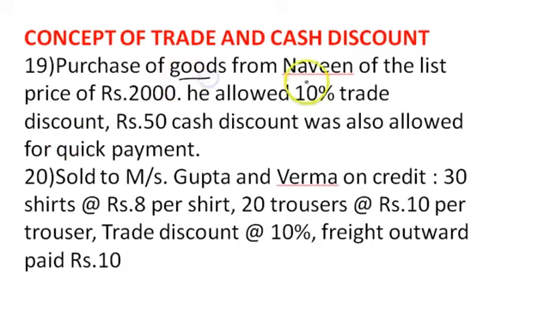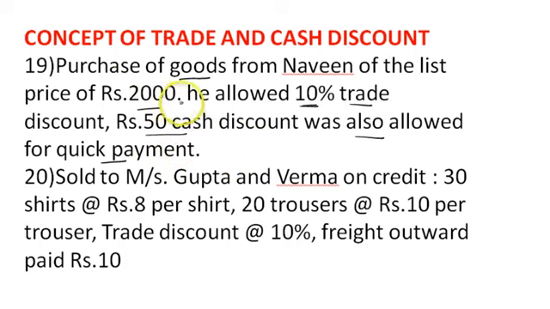Purchase of goods from Naveen, alright, for the list price of 2000, he has allowed 10% trade discount and rupees 50 as cash discount was also allowed for quick payment. So in this situation, we have purchased goods for 2000, but he is allowing 10% trade discount, since we may have purchased the goods in bulk quantity, and at the same time we have made the payment, so he is allowing 50 rupees as cash discount.